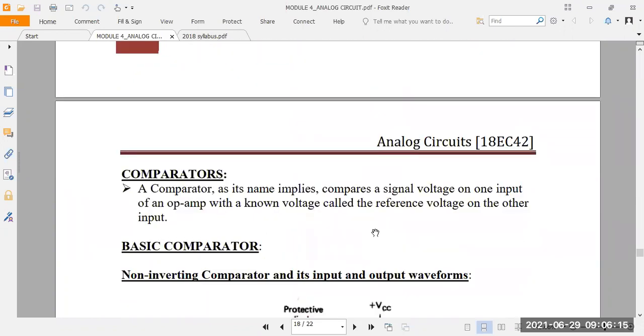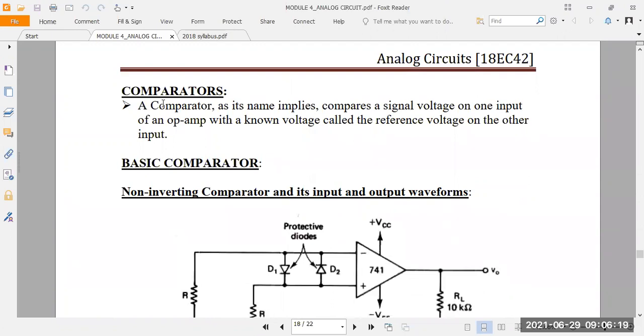Understood? So next we'll move on to today's topic, that is the comparator. You take the comparator. This is very important here. You have to compare the signals using an op amp. That is the meaning of comparator here.